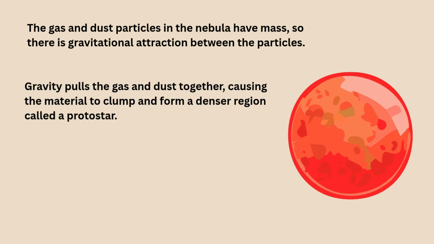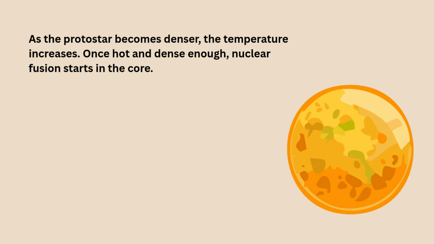Gravity pulls the gas and dust together, causing the material to clump and form a denser region called a protostar. A protostar is a baby star. As the protostar becomes denser, the temperature increases. Once hot and dense enough, nuclear fusion starts in the core.